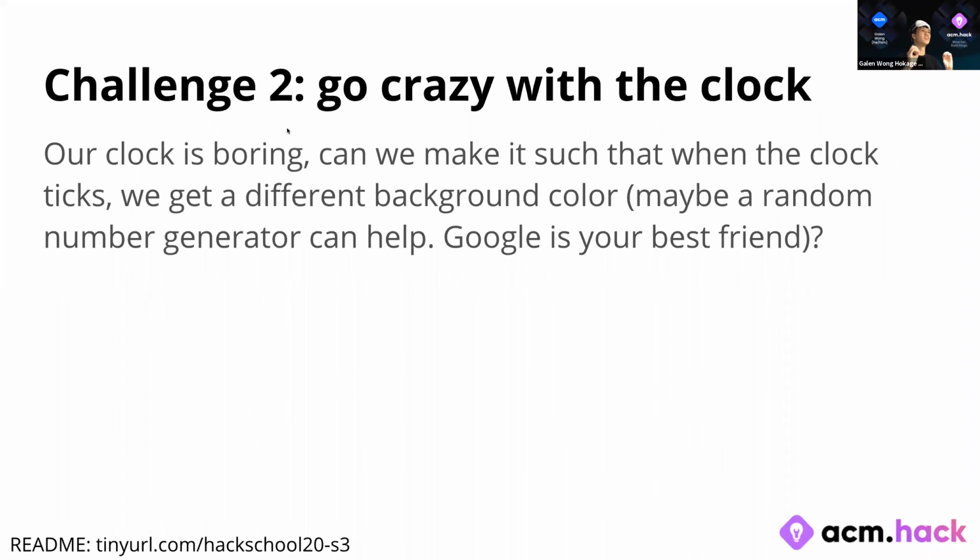Challenge number 2, let's go crazier with the clock. Our clock right now only has 1 background color, or 2 if you press the button. But what if I want the clock to go crazy and, every time it ticks, change the background color, so it looks more fun. One way you might get to that is through a random number generator. Get a random number, try to make it into a hex code, and try to set that as a background color. And again, Google is your best friend, and don't hesitate to go to Google, because a lot of learning takes place on the search engine.